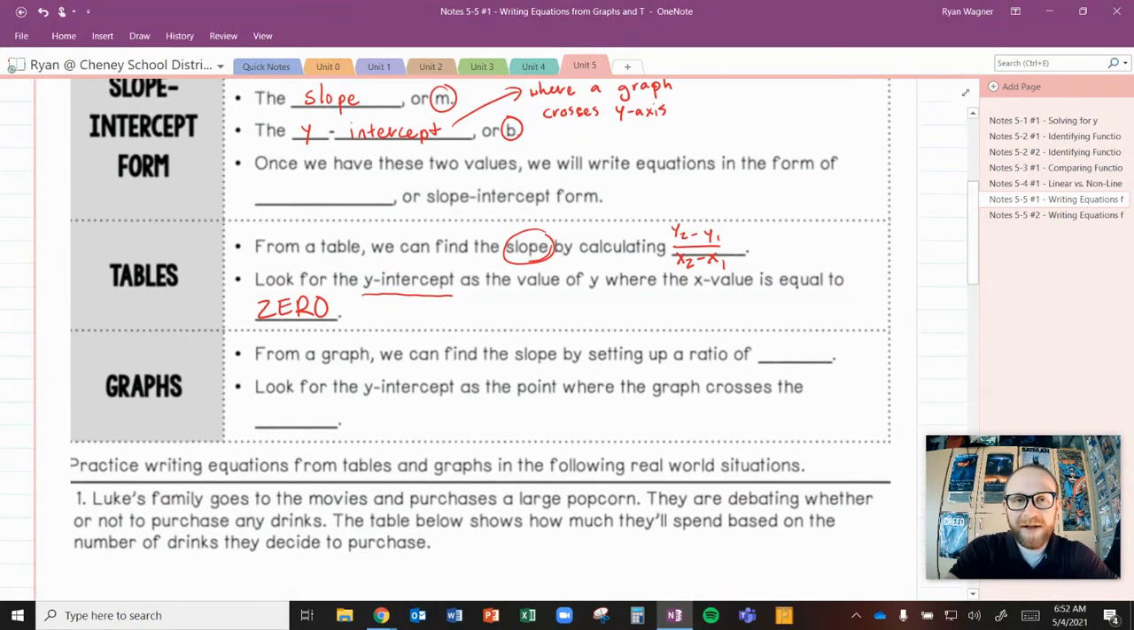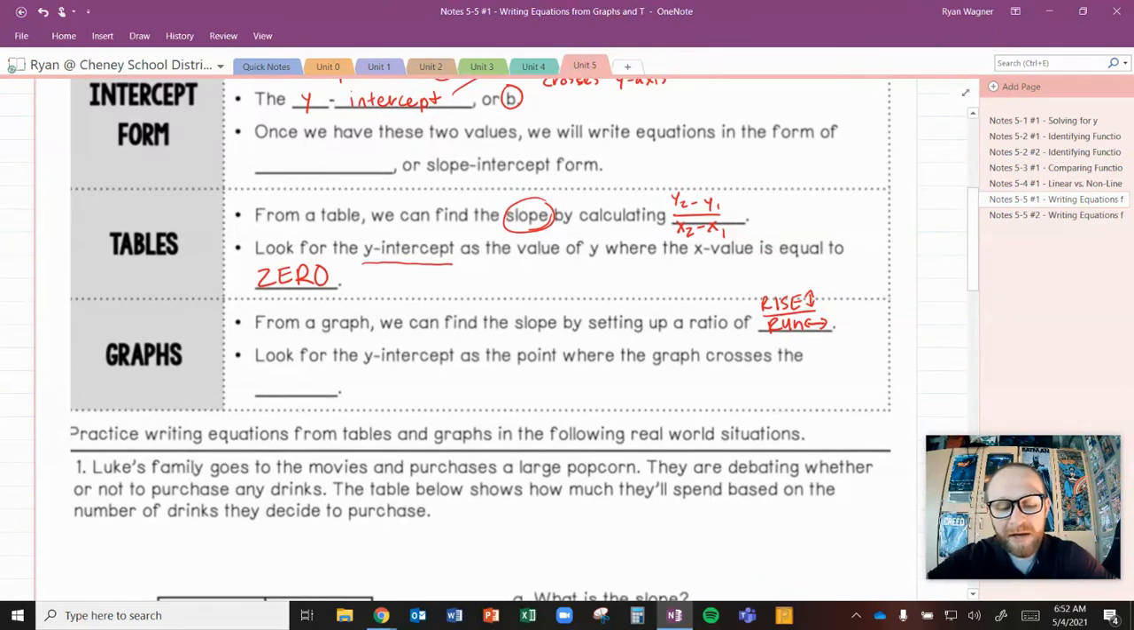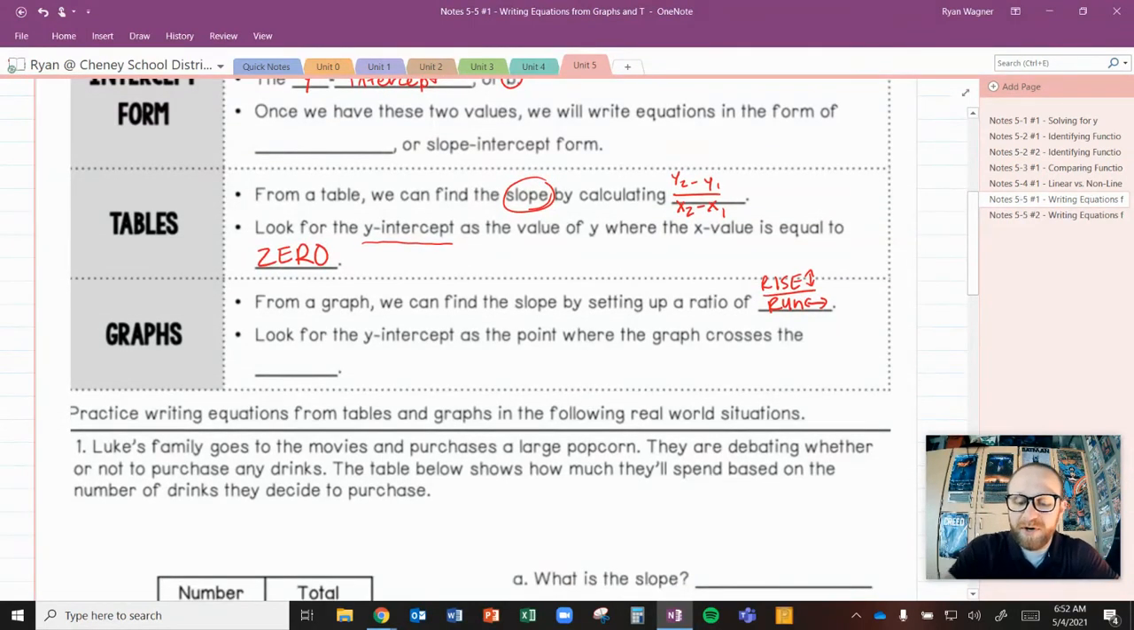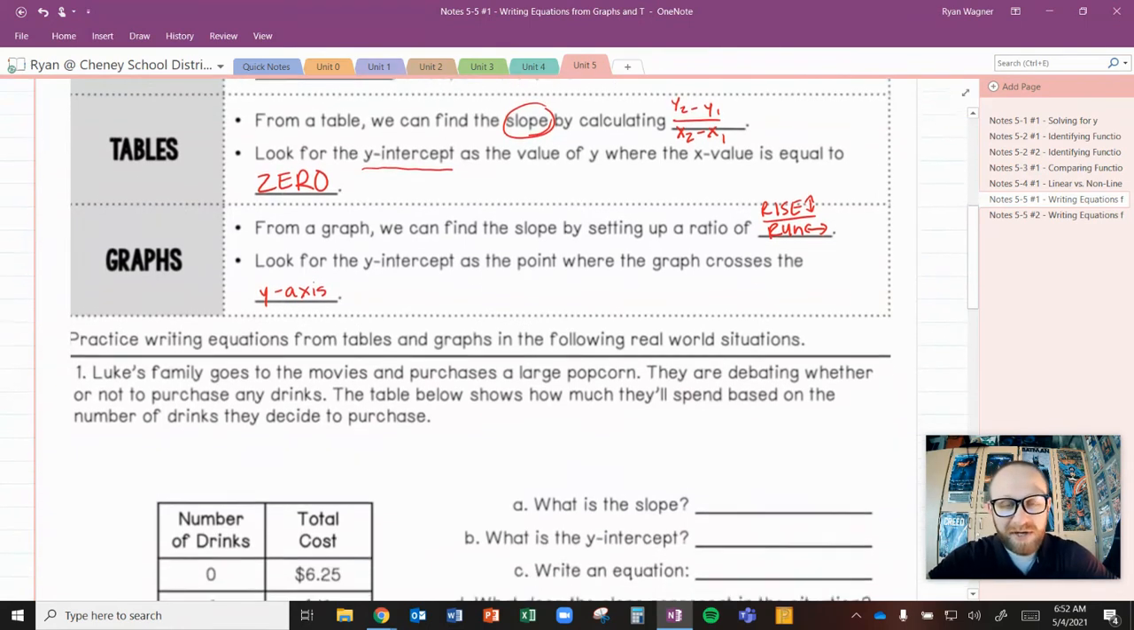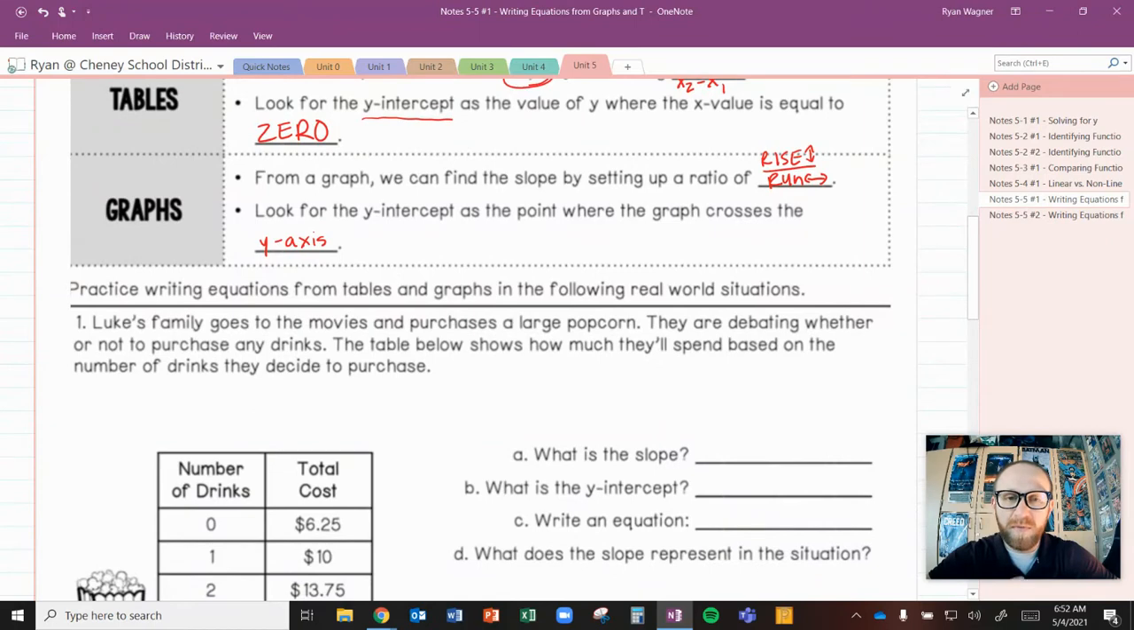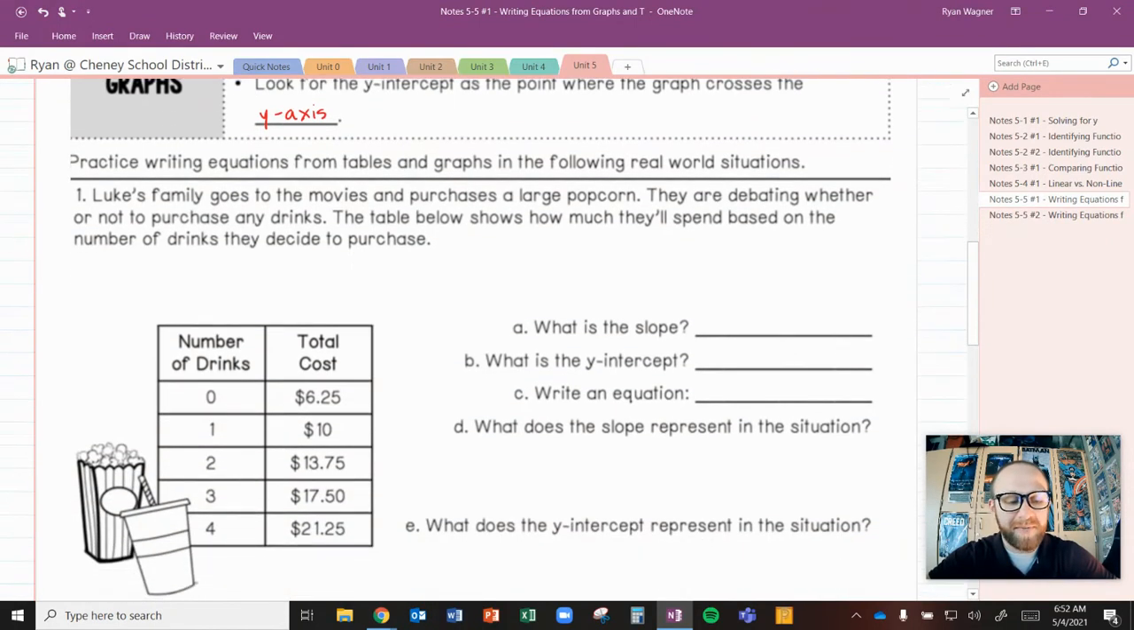To write an equation from a graph, we find the slope by setting up a ratio of rise over run. And remember, rise is how much we go up or down, and run is how much we go left or right. We look for the y-intercept as the point where the graph crosses the y-axis. Okay? So we're going to start with the table because we haven't done that before. We'll get into a graph, and then I'll let you do 2 examples.